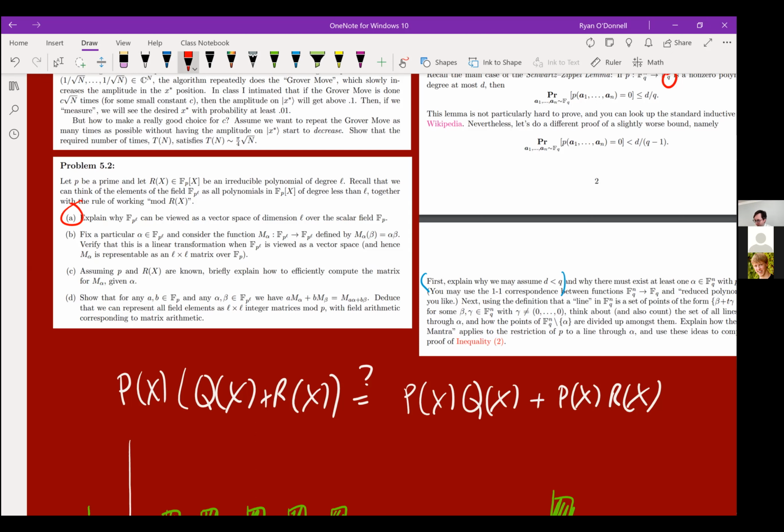You could easily ask what you want me to prove here. For this particular question, like I said, you can be very brief. You can rephrase it as: make sure you understand why this can be viewed as a vector space of dimension L over this scalar field.